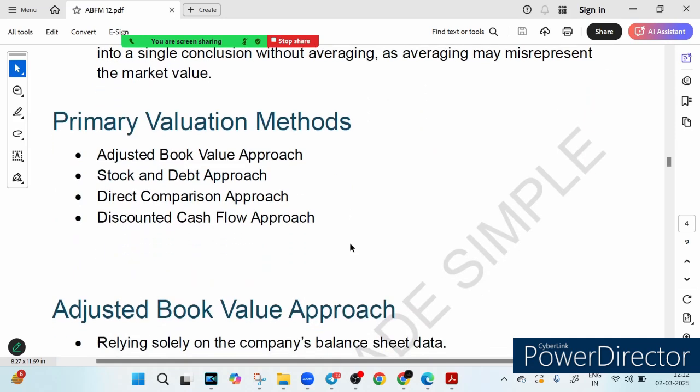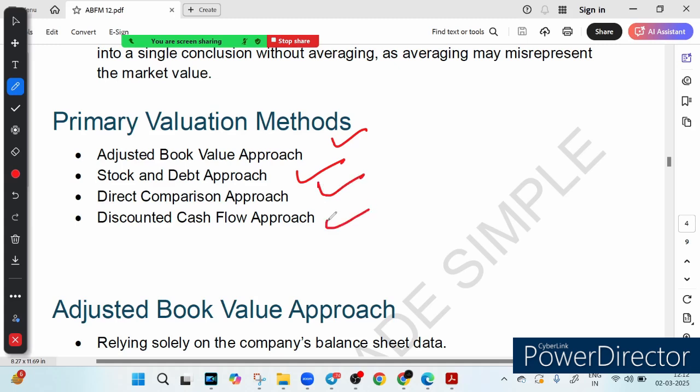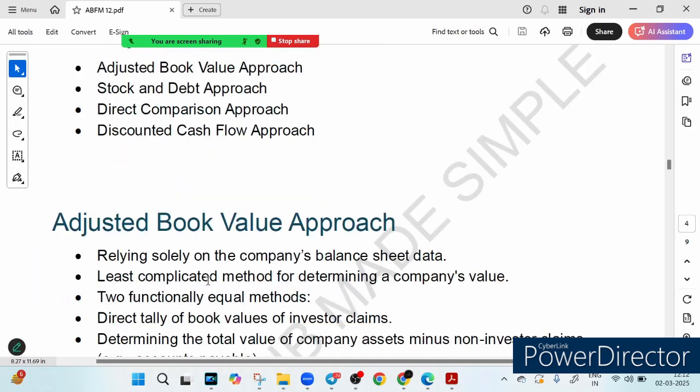Now, the primary valuation methods. The first is called adjusted book value, then stock and debt approach, direct comparison method, and discounted cash flow method. So these are the four methods. First of all, let's get started with the adjusted book value, right?